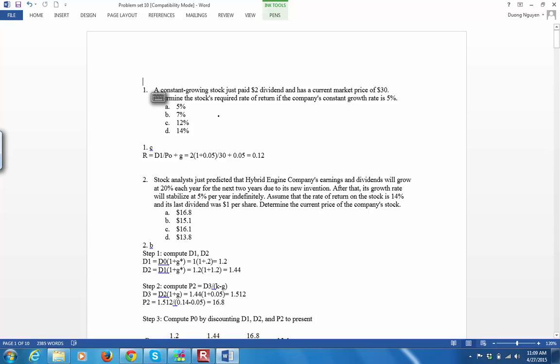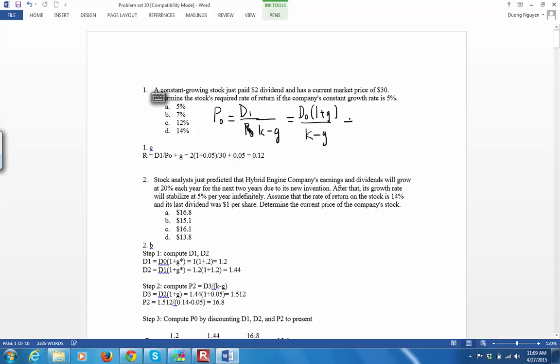Okay, if the growth is constant, the stock price today, P0, is equal to D1 over k minus g. D1 is the dividend in year 1. If you want to use the dividend in year 0, D1 is equal to D0 times 1 plus g, over k minus g.